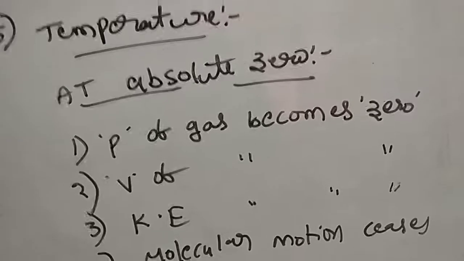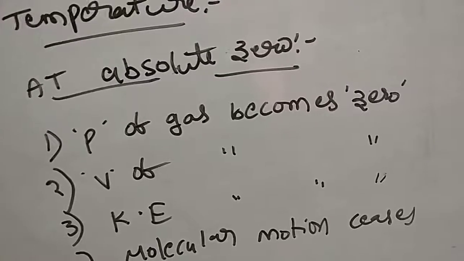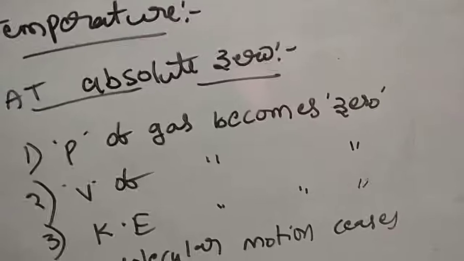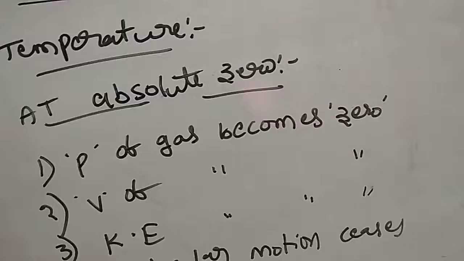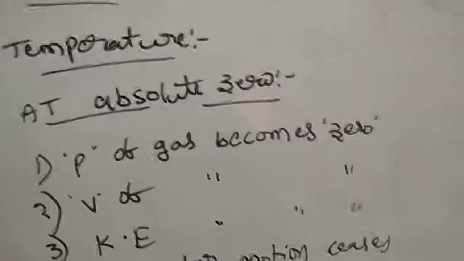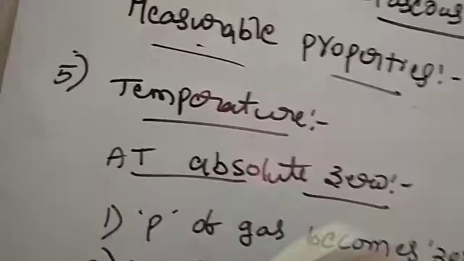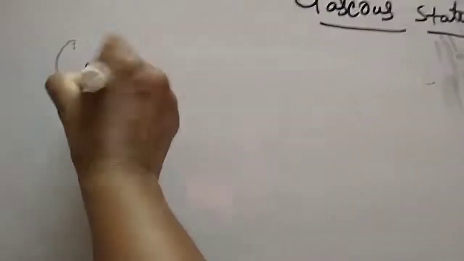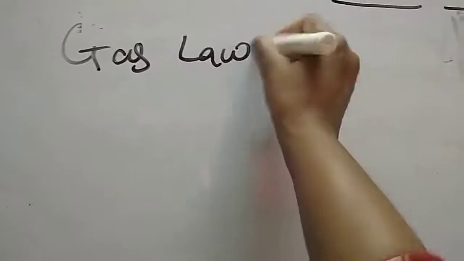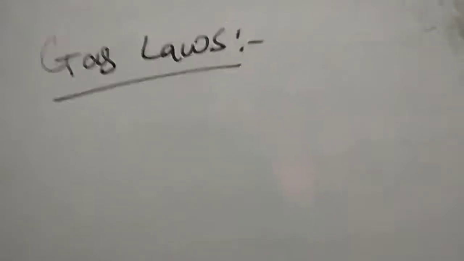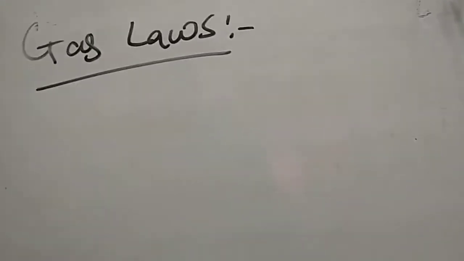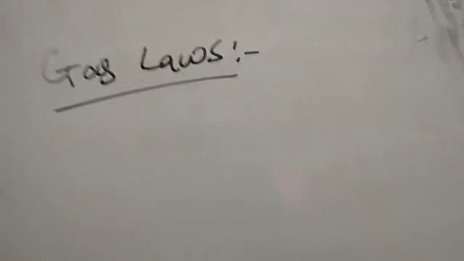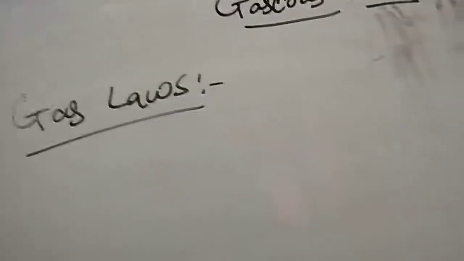So we'll go to the main part of the gaseous state. The main topics are gas laws. From here onwards our main topic in the gaseous state is going to start. Write the heading: gaseous state, gas laws. Everyone knows how many gas laws we have: Boyle's law, Charles' law, Avogadro's law. The laws which relate the properties of gases like pressure, volume, mass and temperature are called gas laws. That's why we have studied these measurable properties.